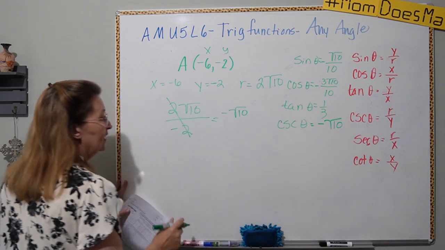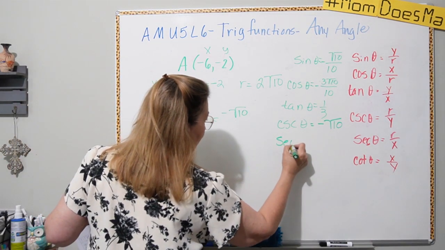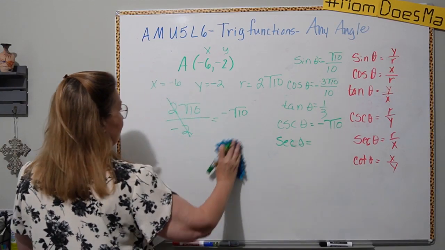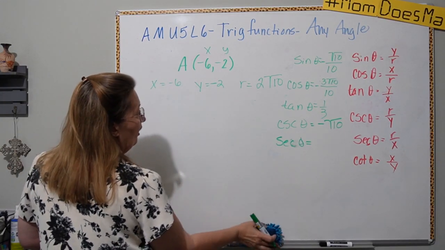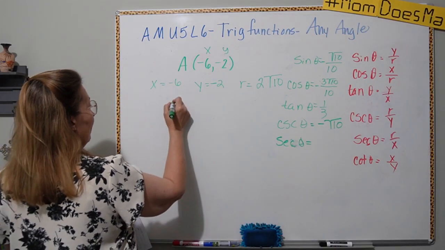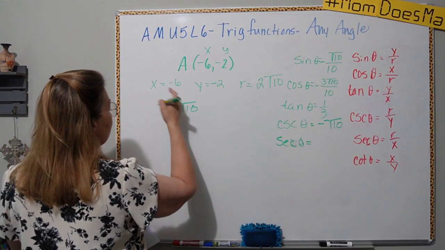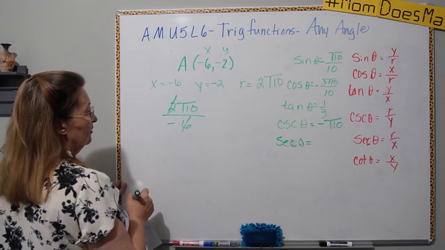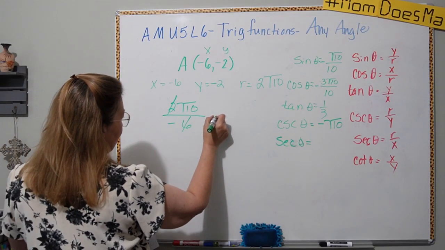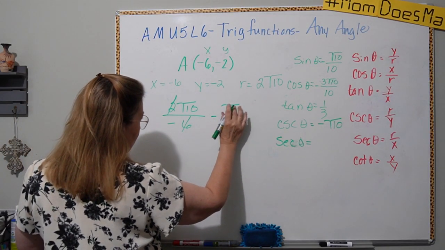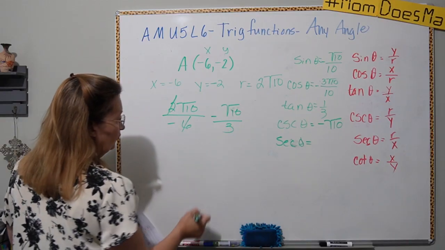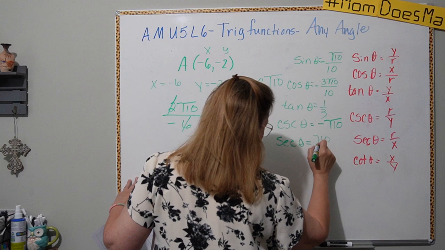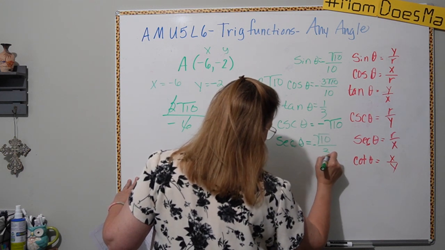Okay? Then secant of theta is, let me get some room, r over x. So now I have 2 square root of 10 over negative 6. So these two cancel out, and I have negative square root of 10 over 3. So that's negative square root of 10 over 3.